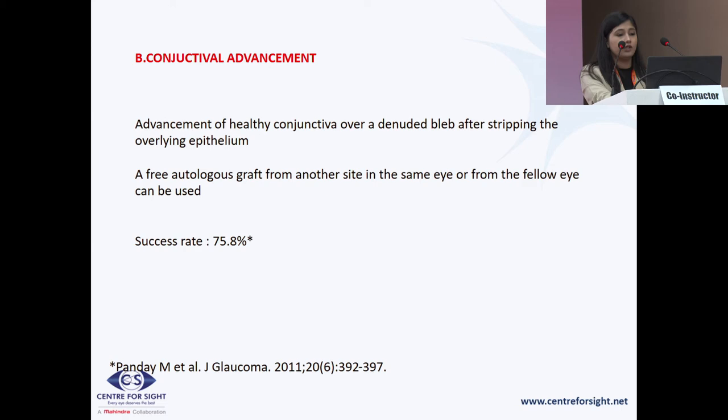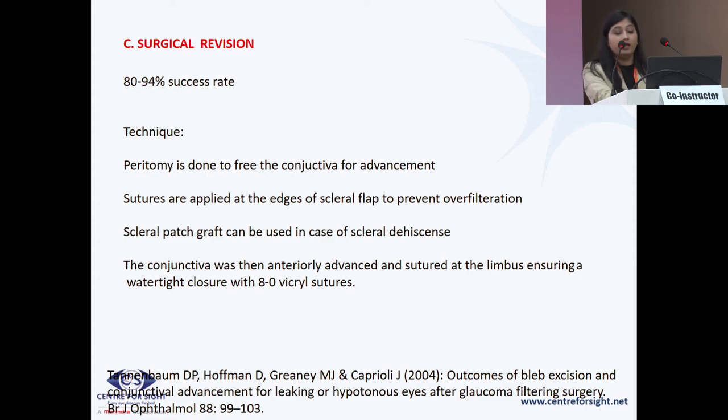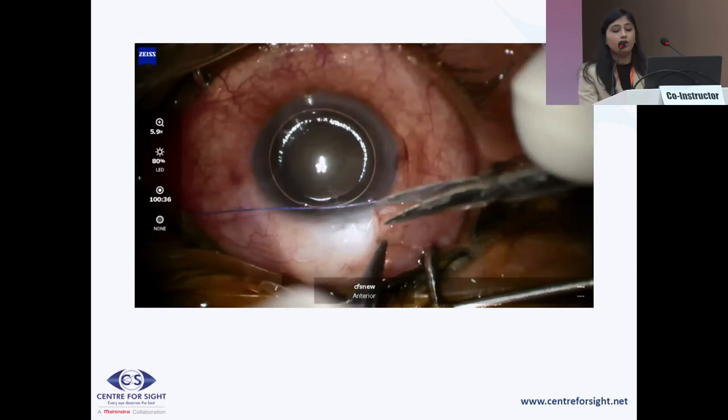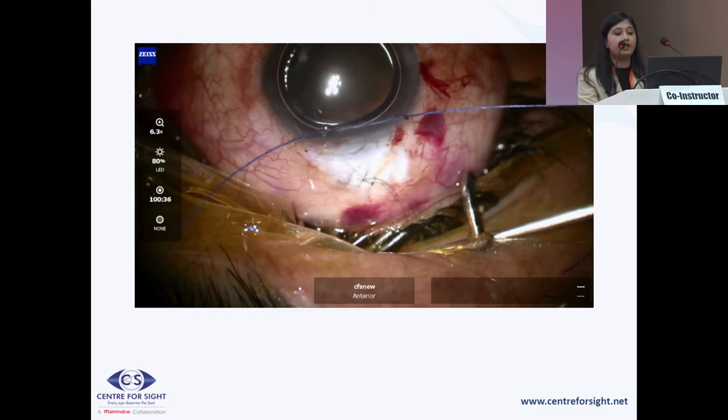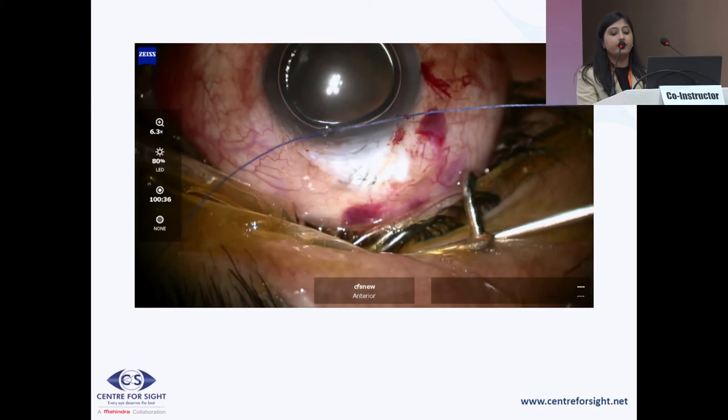Surgical revision actually has the highest success rate, 80 to 95%. Here is a video. We have to see the health of the conjunctiva. If the conjunctiva is bad, then we can remove that conjunctiva and advance a healthy one, or we can use a conjunctival autograft. Then we have to look at the scleral flap. If it's overfiltering, then we can add one or two sutures. And if there's a leak or a dehiscence of sclera, then we can use a scleral patch graft over it and then do the conjunctival closure.